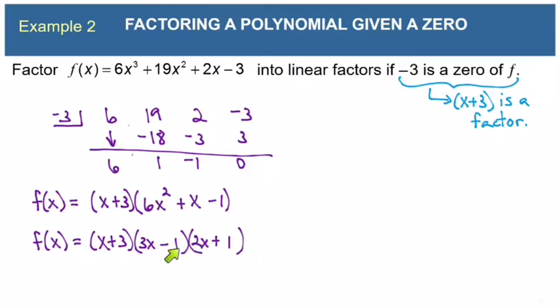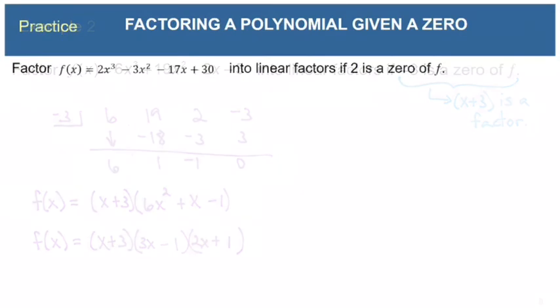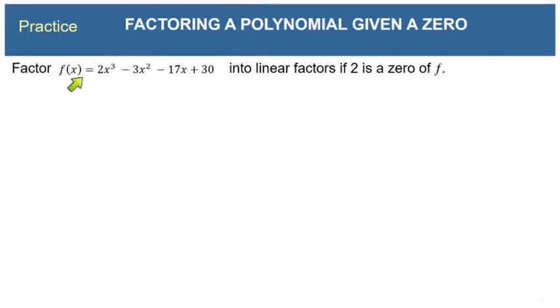Okay, so these two factors came from this trinomial. And this factor came from the 0 that they gave us. And even though we won't take the time to do it, I guarantee you that if you multiplied all these pieces back together, this would be your answer. Now, this is a practice one that you can do by yourself. So if you would like to try it on your own, go ahead and pause the video, and then we'll go through it together. Okay, so here we go.